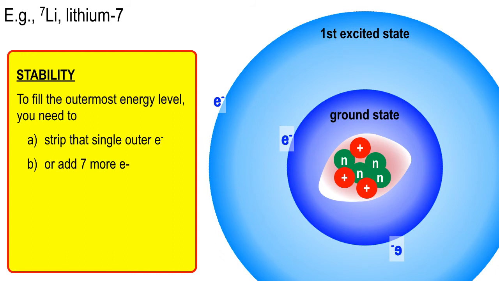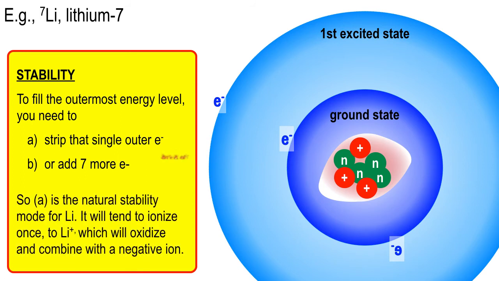Okay. All right, so either strip the outer electron or add 7 more. So the normal way for lithium to have a filled outer energy level is to strip 1. Okay, so that's the moral of the story. Okay, and that's called oxidation. I'll have to get to that later.